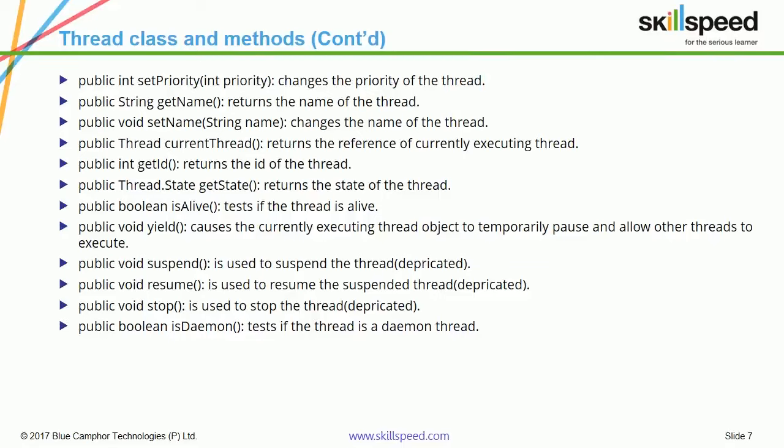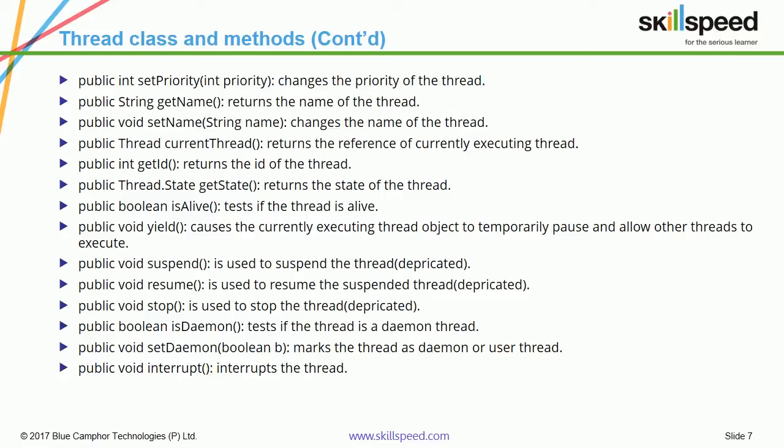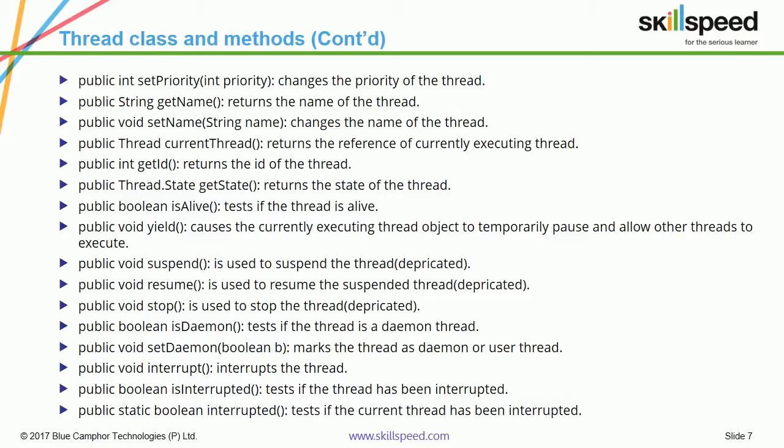We also have public boolean isDaemon method, which will test if the thread you are looking at is a daemon thread. Public void setDaemon, which takes a parameter boolean b, which will mark the thread as a daemon or a user thread. Public void interrupt method, which will interrupt the thread. Public boolean isInterrupted method, which will test if the thread has been interrupted. Public static boolean interrupted, which will test if the current thread has been interrupted.